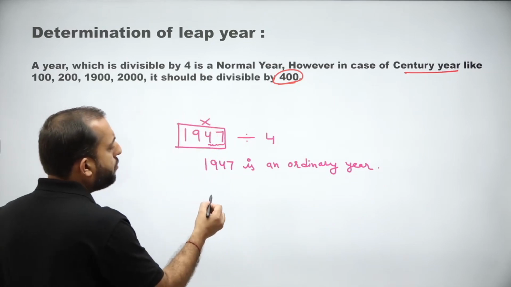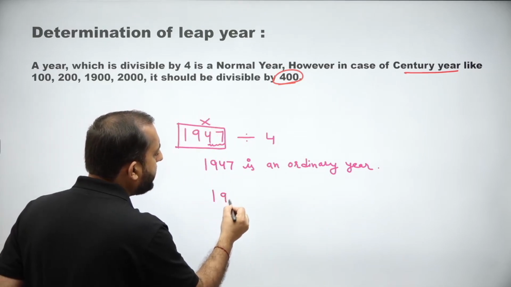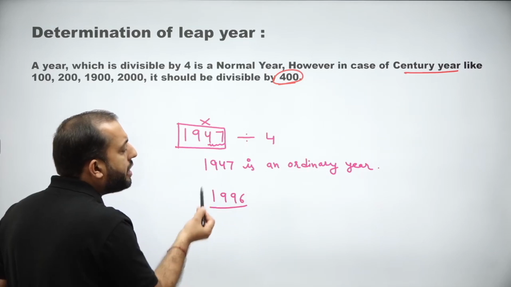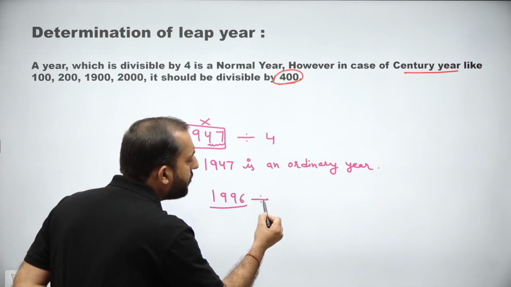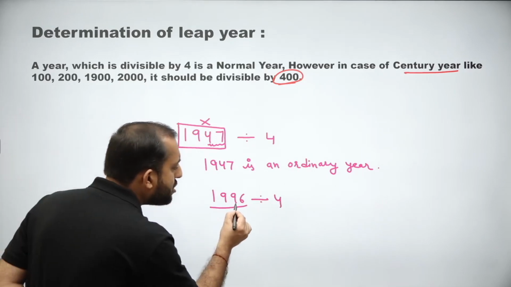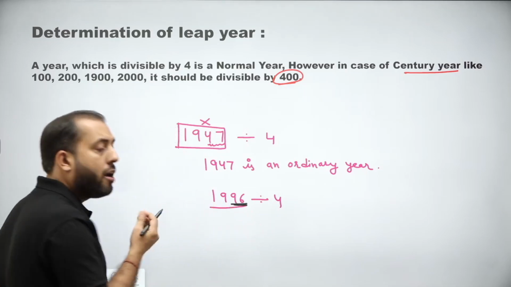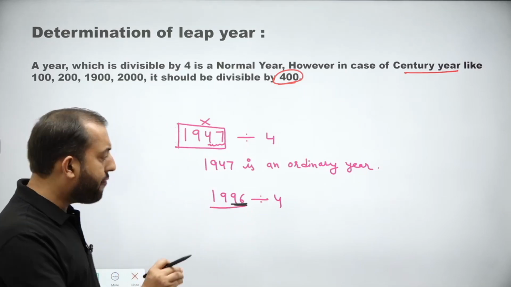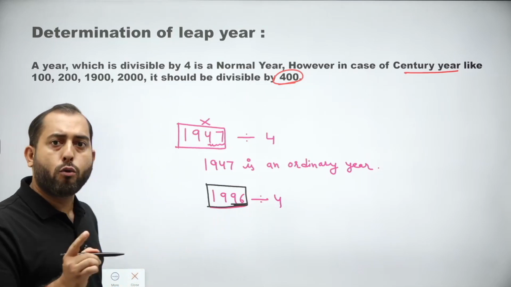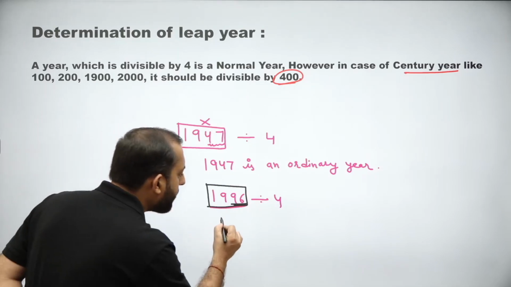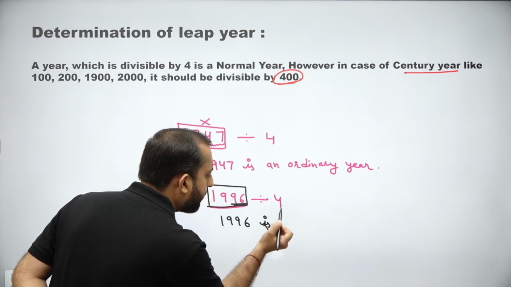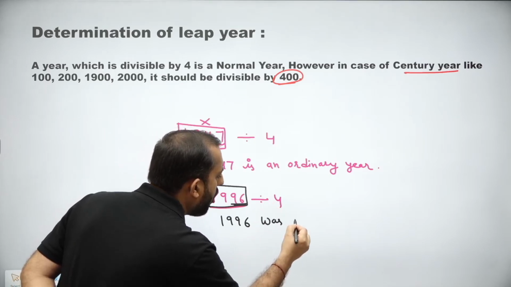But if you talk about 1996, again, it is not a century. If the given year is not a century, we will divide by 4. Now, in case of 1996, last two digits are 96. 96 is completely divisible by 4. That is why this complete number will be divisible by 4 for sure. Hence, 1996 was a leap year.